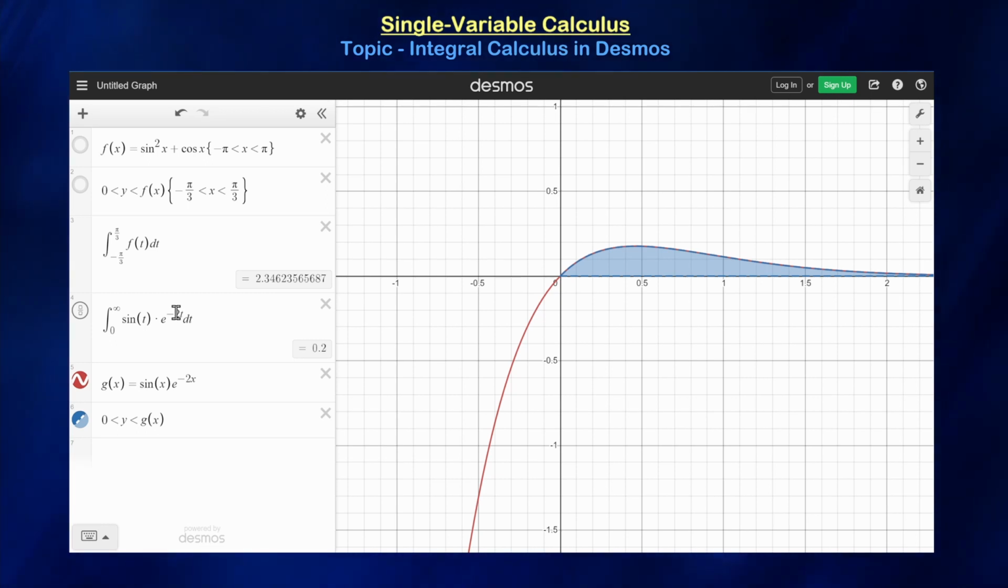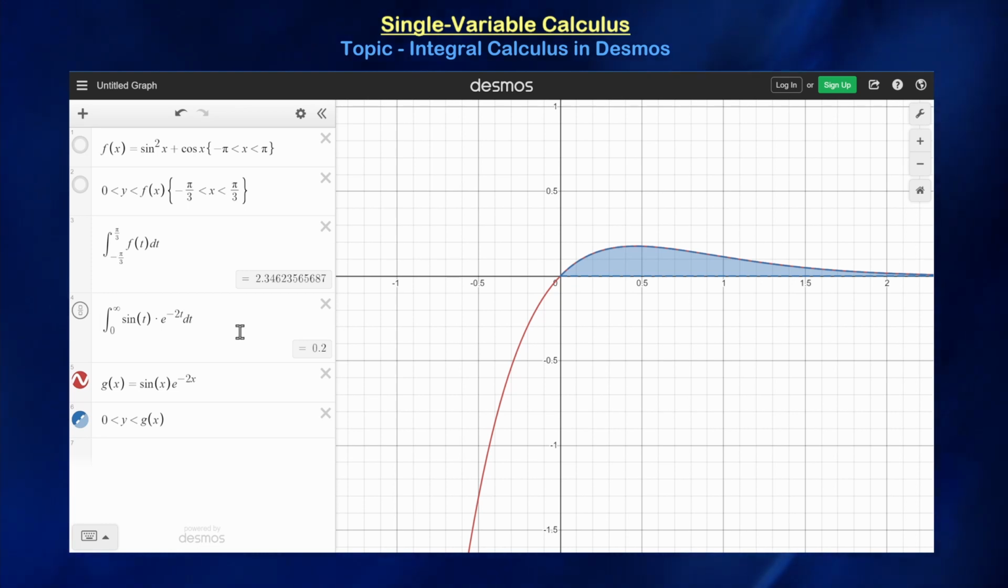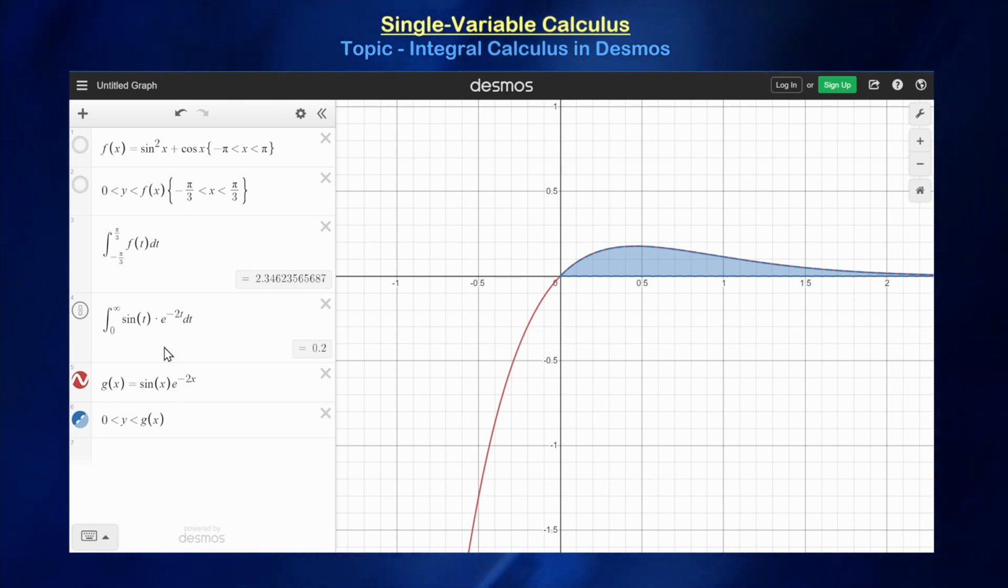That integral, of course, has several other meanings and applications, which we're not going to get into today, but if you've heard of Laplace transforms, then this integral should look very familiar as well, and that should also give you some tools on how to prove without Desmos that that actually is equal to 1/5.